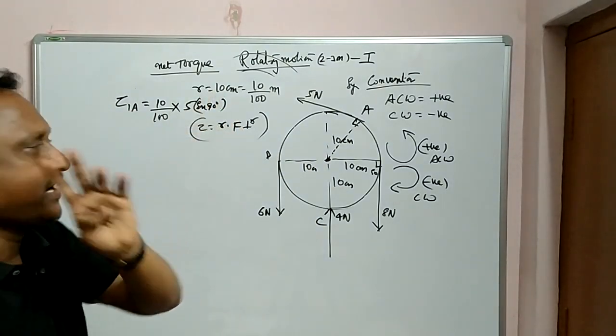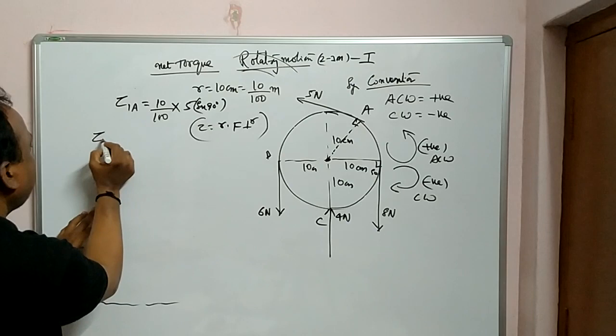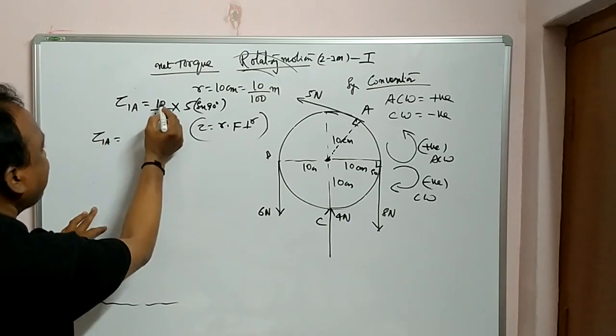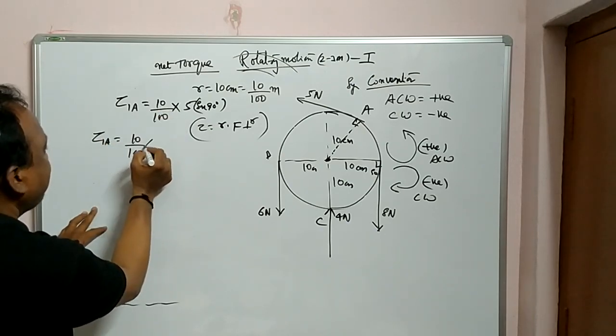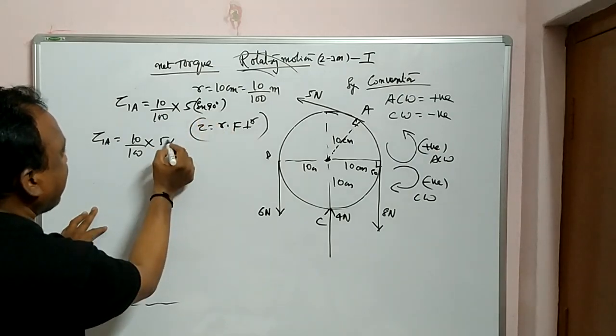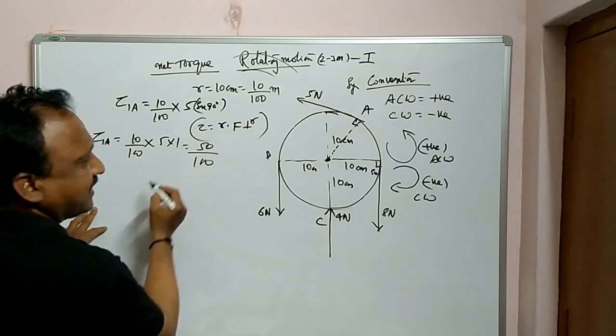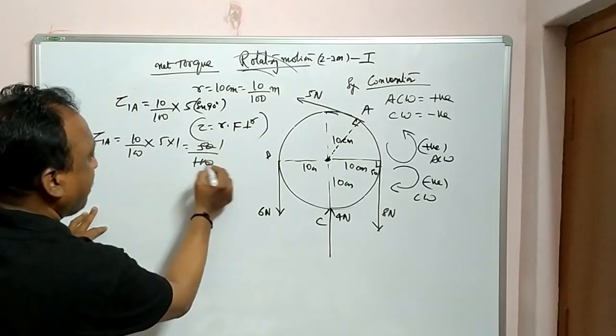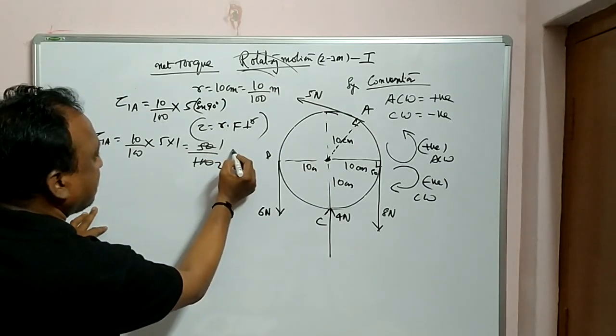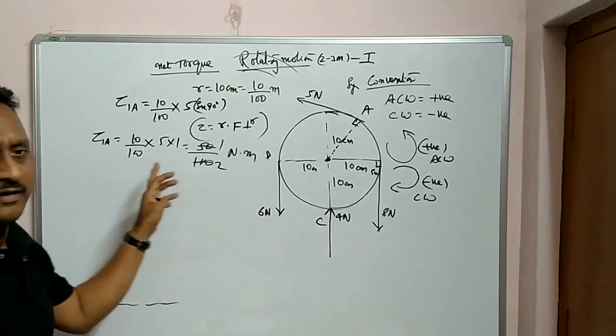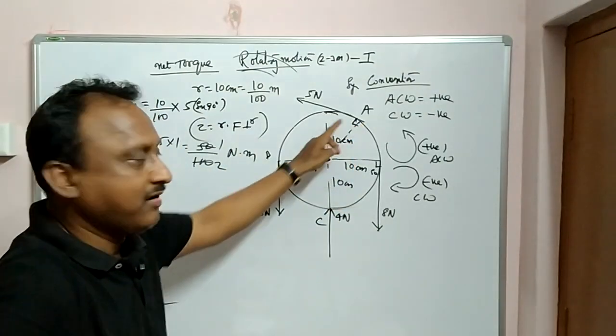So, since sin 90 is 1, how much is it here? First, the torque at A is given by 10/100 into 5 into sin 90. So that is how much? 50/100, that is 1/2. Okay? So 1/2 Newton meter is torque 1 at A. Now coming back to B.